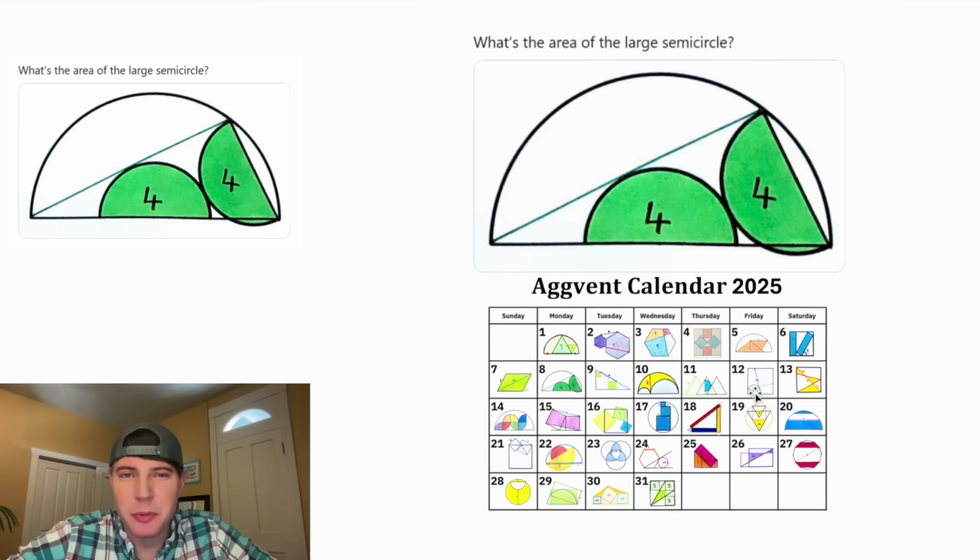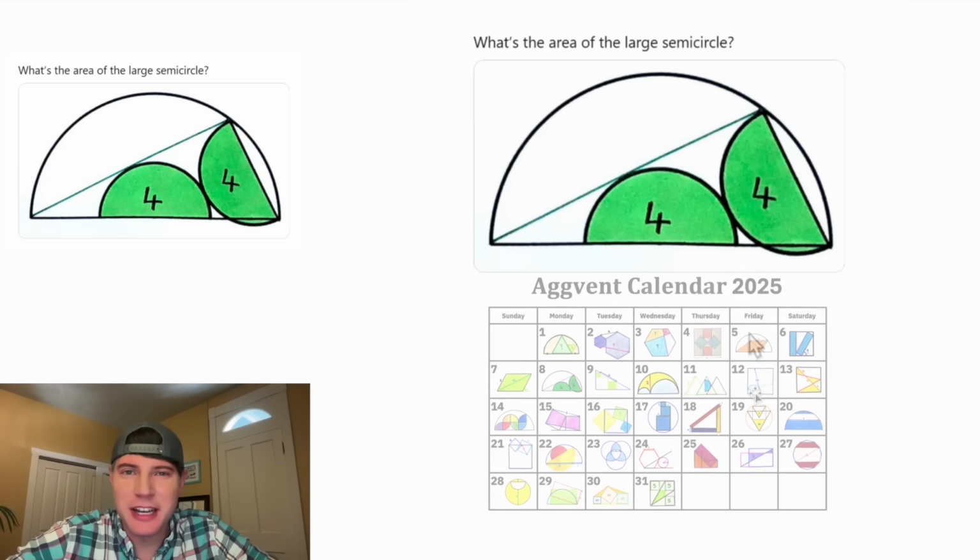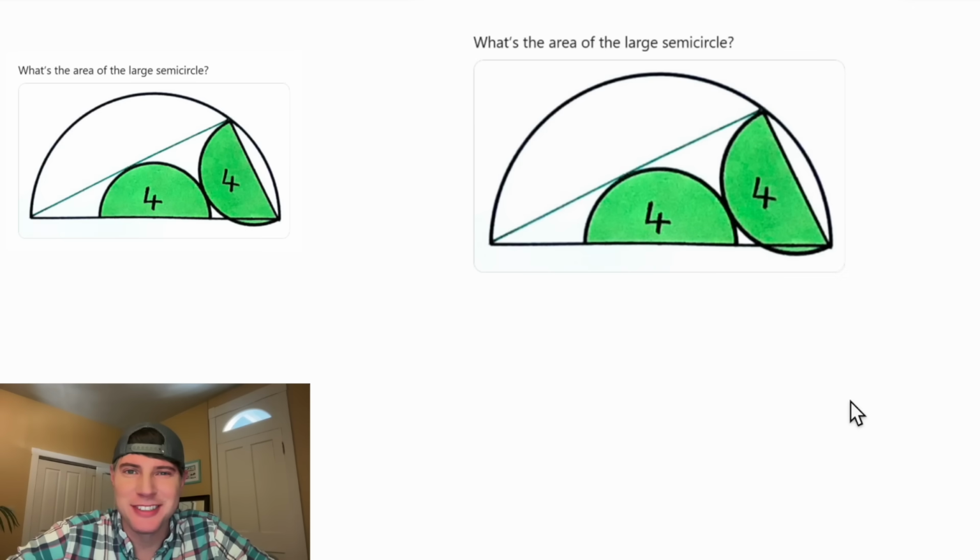For the month of December, we're going to try to solve 31 Catriona Agg puzzles in 31 days. And as of right now, I'm about 2 weeks behind schedule. If you want to try this one on your own, pause it right now, because I'm going to solve it in 3, 2, 1.